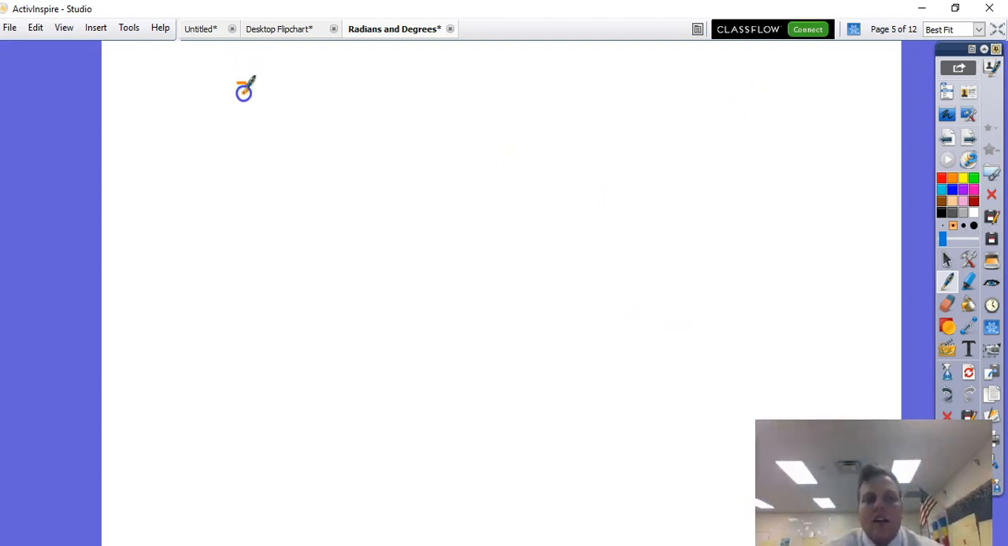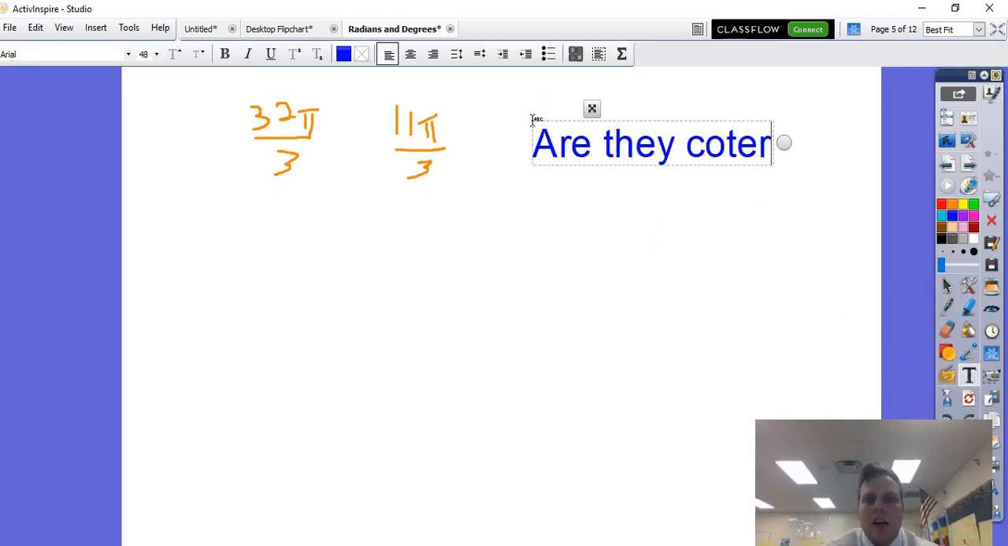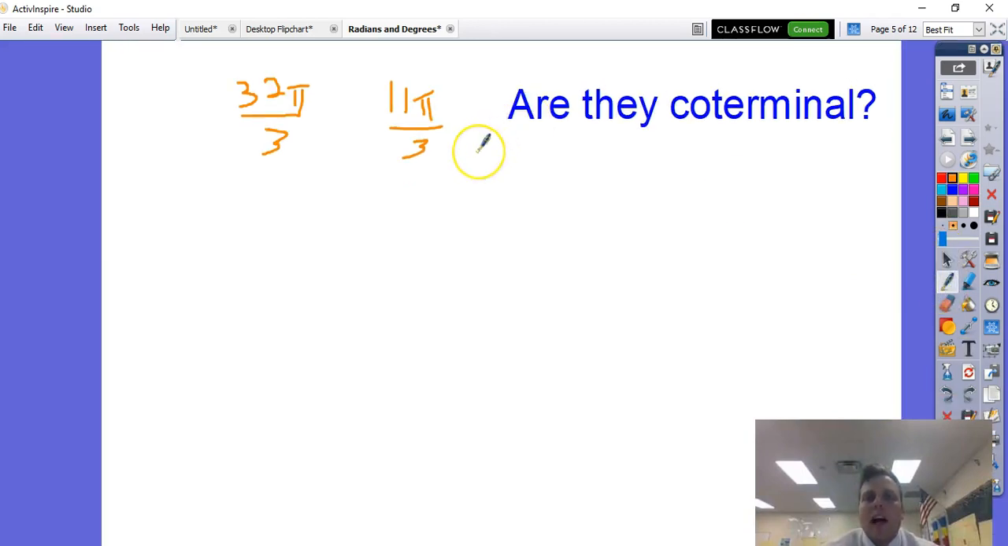Let's consider 32 pi over 3 radians and 11 pi over 3 radians. Are these two coterminal? What does it mean to be coterminal again? They land at the same spot on the unit circle. How do I find coterminal angles? I either add or subtract 2 pi, because these are radians. If it was degrees, it would be 360.